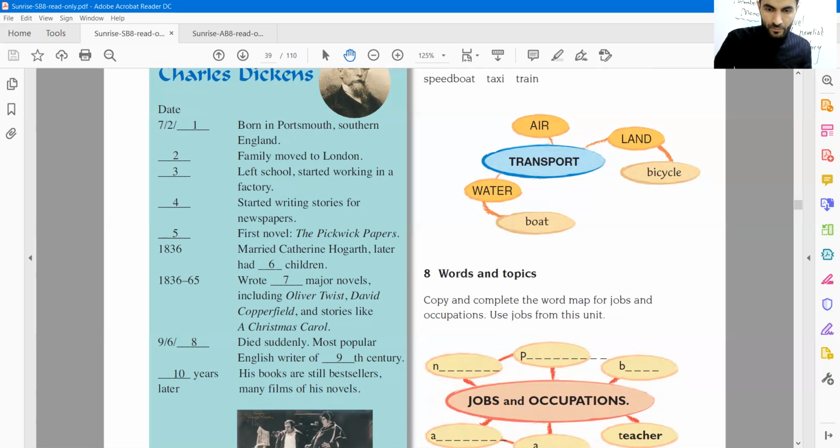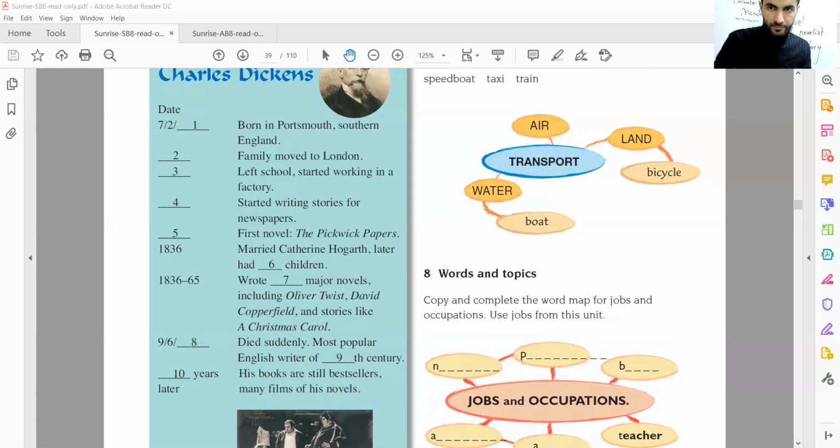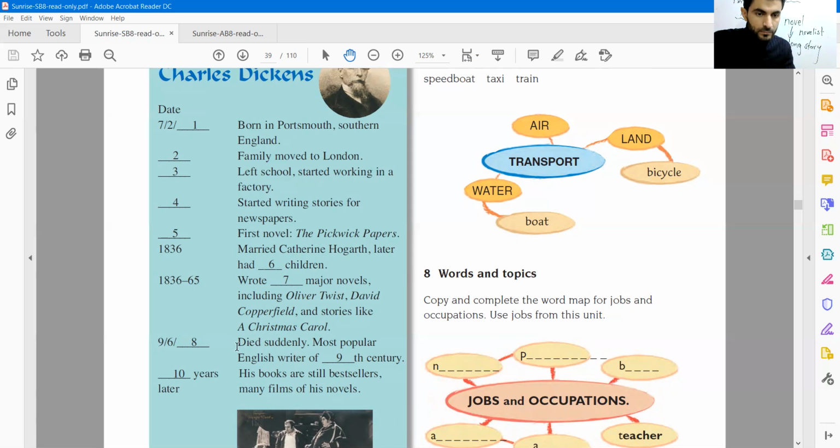Unit 3, Lesson 4. And worked extremely hard at everything he did. He died suddenly on the 9th of June 1870 at the age of 58. He was the most popular English writer of the 19th century. Today, 130 years later, his books are still bestsellers, and there are many films of his novels.